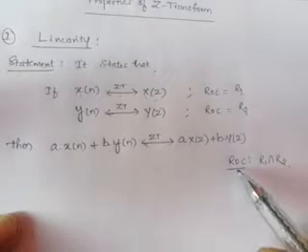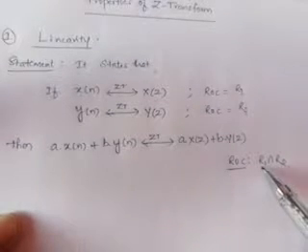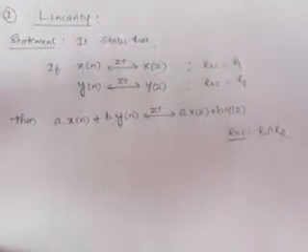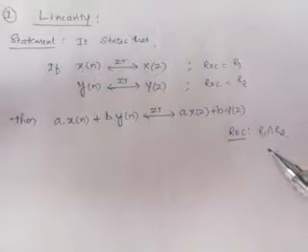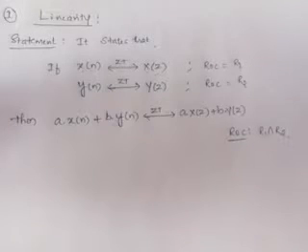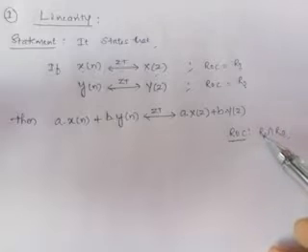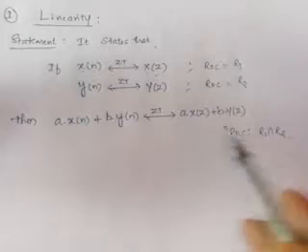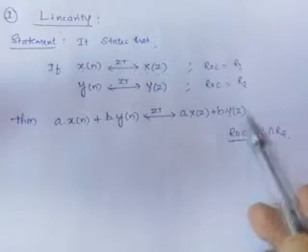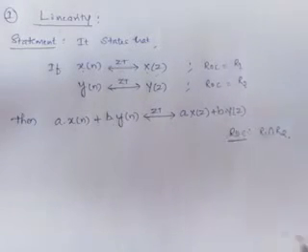And coming to the result, the ROC of the ZT of these two signals is nothing but R1 intersection with R2. Let us discuss. Here the ROC is the intersection of individual ROCs because the Z transform of the sum is valid if and only if both x of z and y of z converge.